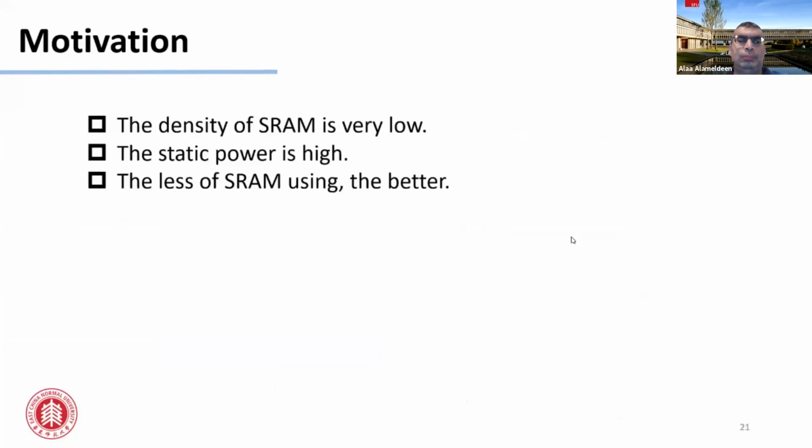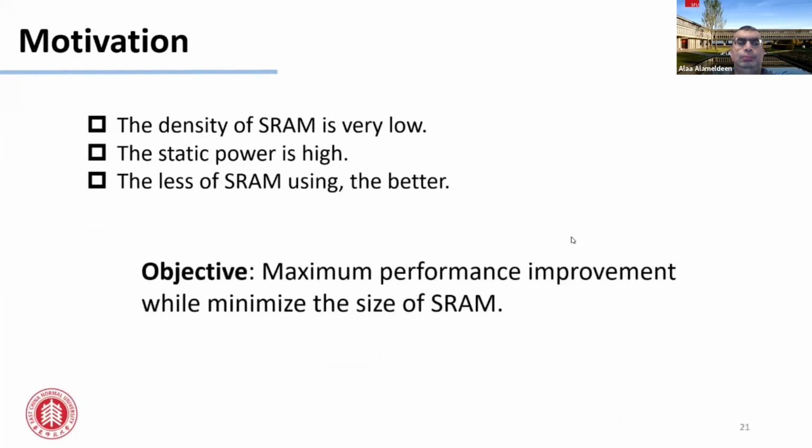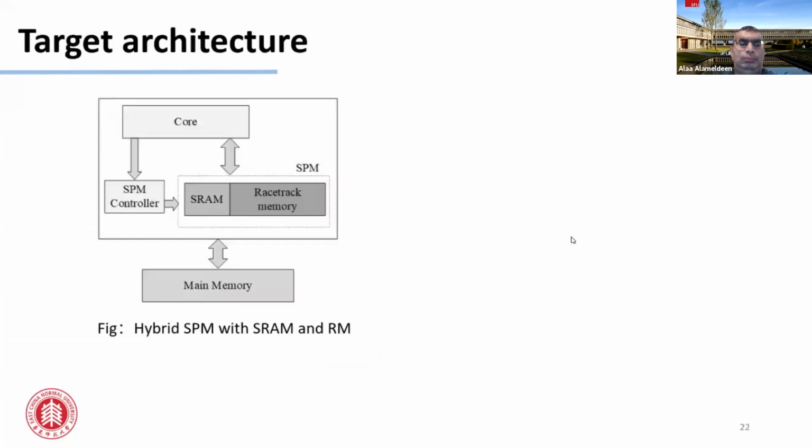However, the density of SRAM is very low and the static power is high. The less SRAM used, the better. Thus, the objective of our study is maximum performance improvement while minimizing the size of SRAM. This figure is the architecture of the hybrid SPM with SRAM and RM. They are uniformly addressed. The CPU can load and store data from them directly.